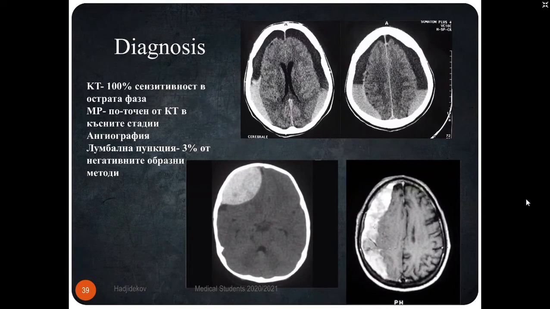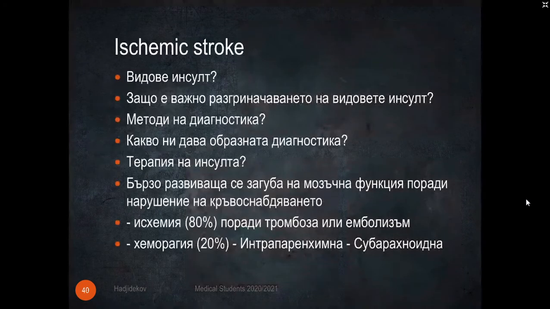And MRI is a little bit more precise compared to the CT in the late stages. Sometimes you can use angiography and even a lumbar puncture, because 3% of the cases with a negative imaging diagnosis from CT or MRI can be diagnosed with lumbar puncture. So we will observe some blood in the cerebrospinal fluid.